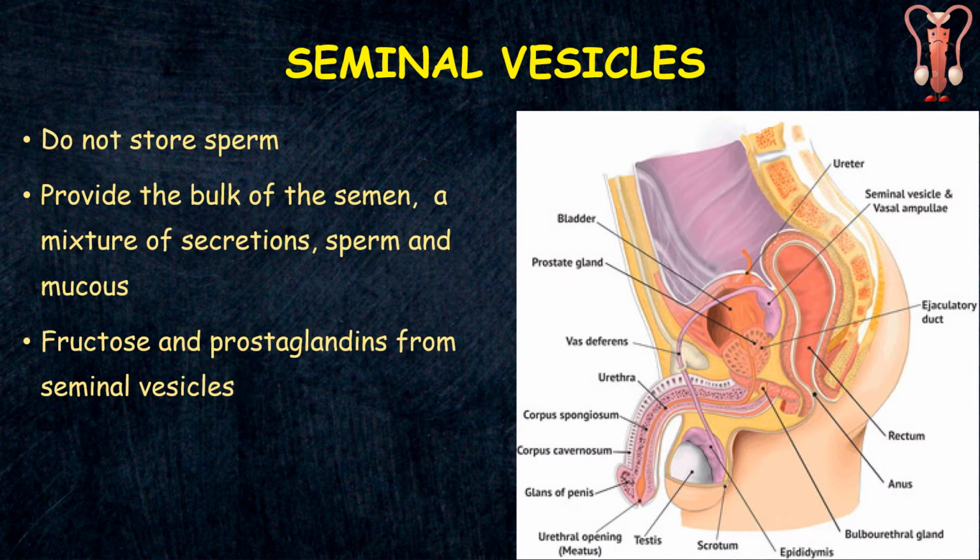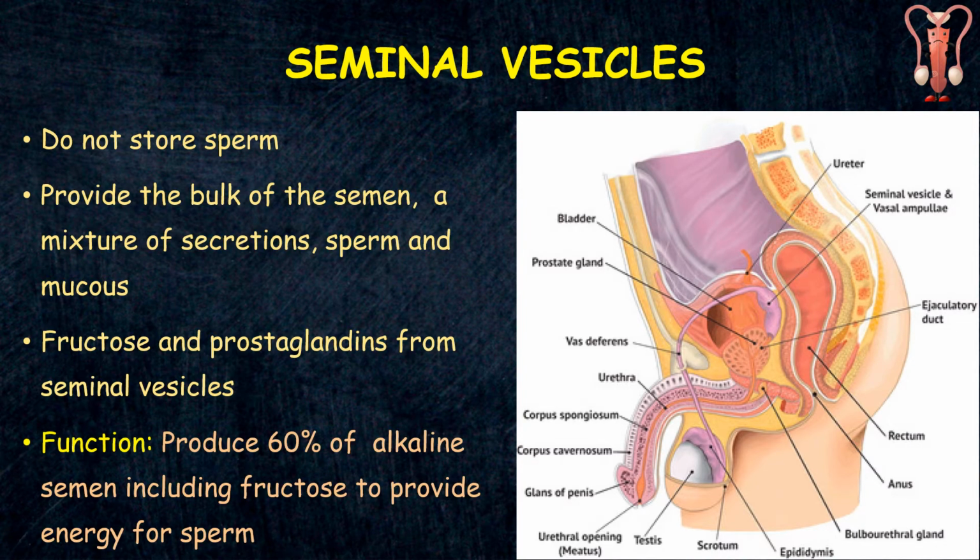The duct of each seminal vesicle joins the vas deferens to form the ejaculatory duct. So the seminal vesicle fluid has fructose for energy and prostaglandins. So they are secreted from the seminal vesicles. The seminal vesicles produce 60% of the alkaline semen. That includes fructose, which gives energy for the sperm.